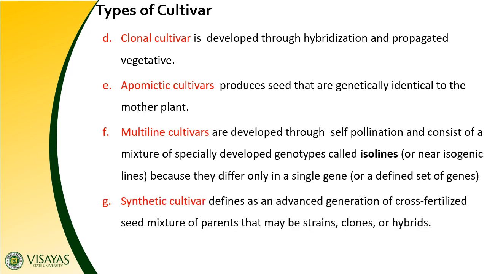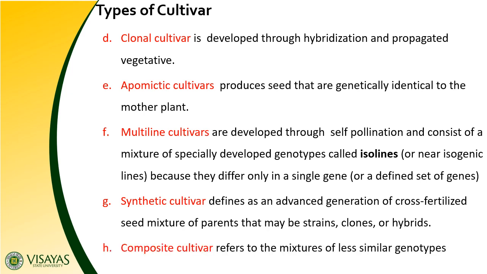Then you have here synthetic cultivars, defined as advanced generation of cross-fertilized mix or mixture of seeds of parents that may be strain, clone, or hybrids. Then you have composite cultivars, which refers to the mixture of less similar genotypes. By the way, the last three cultivars, the multiline, synthetic, and composite cultivars, these are mixtures, but they differ in the composition of the mix.